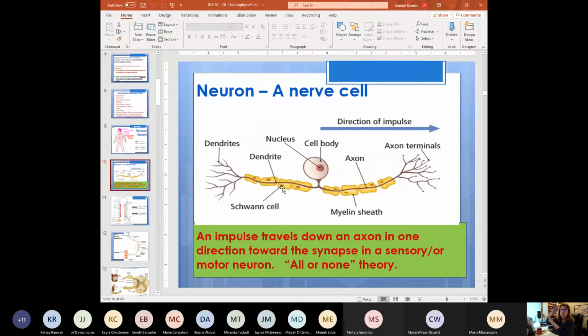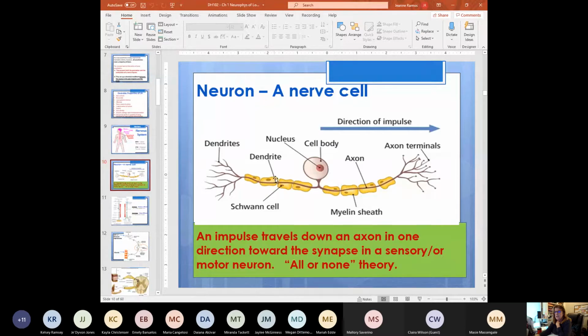Then the sheath is going to wrap around like this, and on the very top part of the sheath you'll see a nucleus. That's how you know it's a Schwann cell, because it looks like that with the nucleus on the outermost covering of the myelin sheath. So the whole thing, the line, is called an axon.